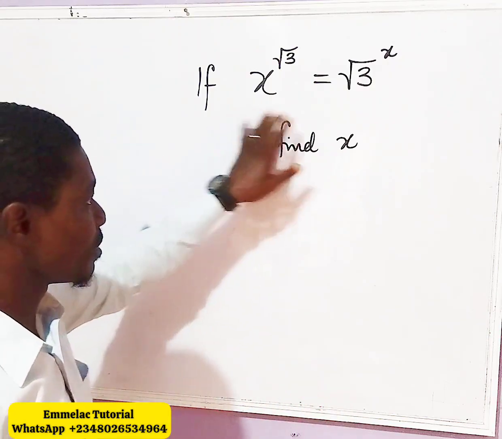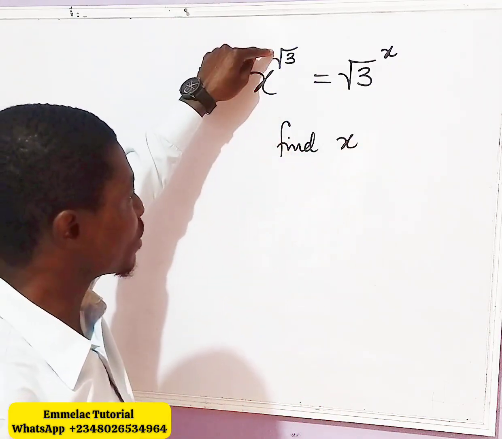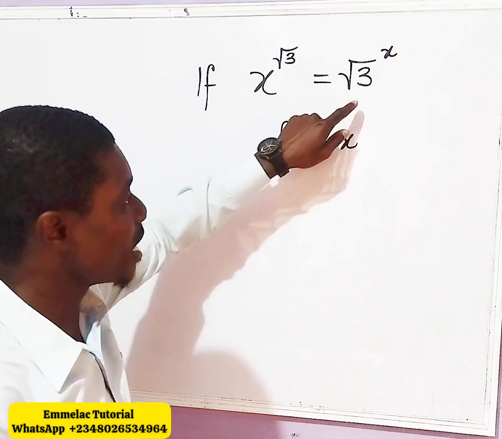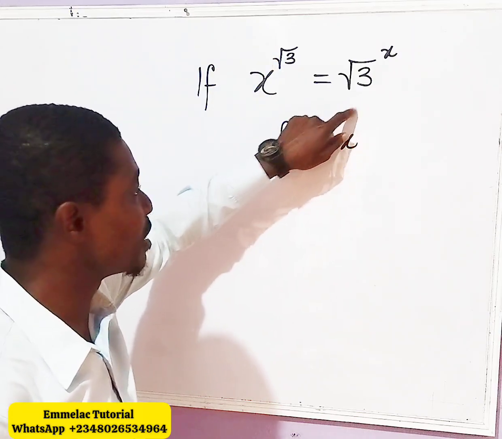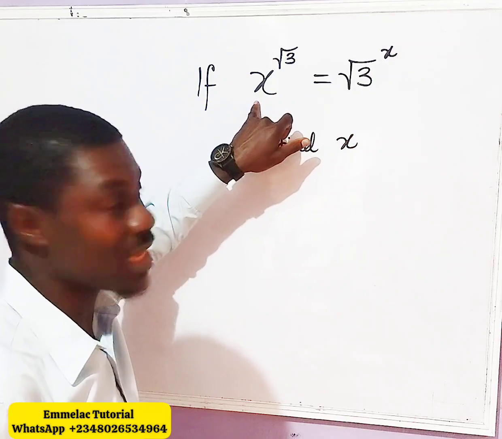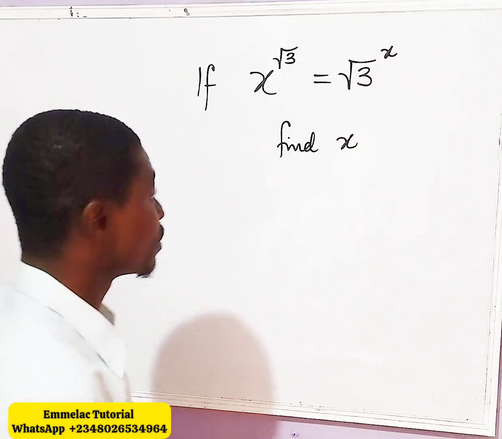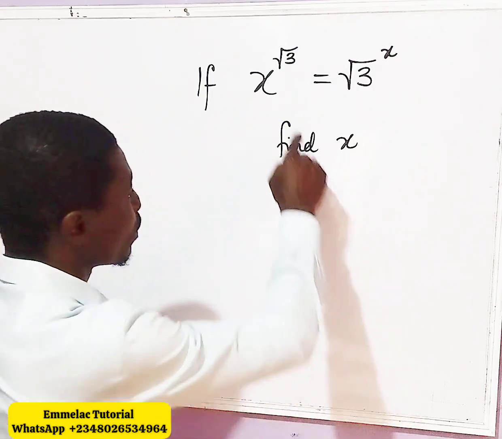Now looking at this, we can see that we have the square root of 3 as the exponent on the left hand side, and here it appears as a base. x here as a base, and x here as an exponent. Very simple.